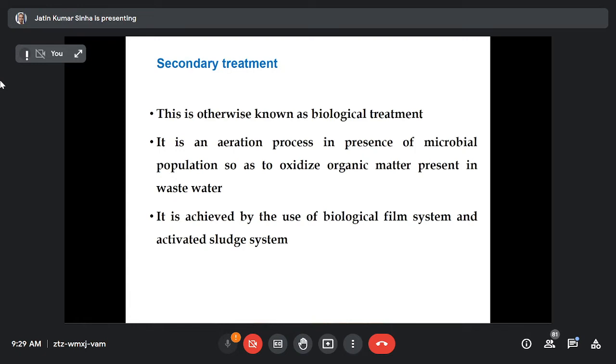It is carried out by the use of a biological filter system or an activated sludge system. So as I told you, there are two ways to do this process. One is the activated sludge method or the trickling filter method. So we'll discuss one by one.